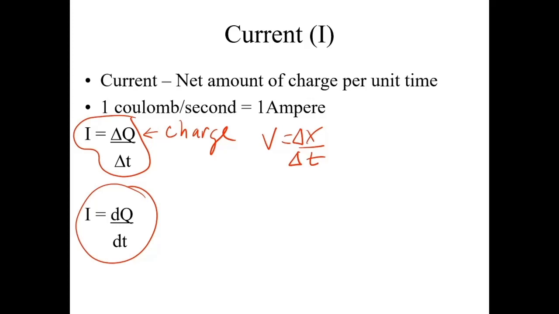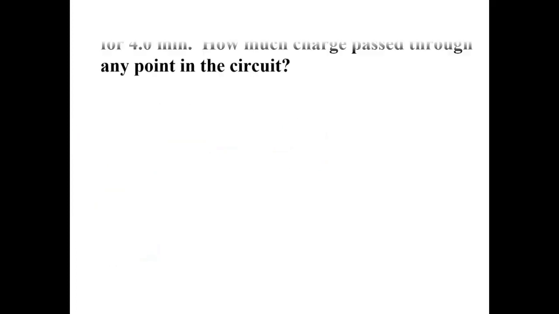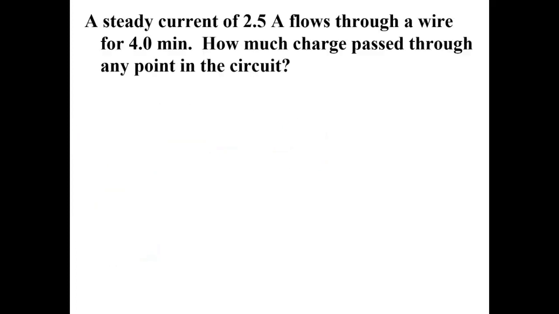So I think we'll do a few problems and we'll wrap the video up. So we have to see how to apply that I equals change in charge over change in time. Remember, the Q is the coulombs, and when we do our problem, we have to do it in seconds. So a steady current of 2.5 amps flows through a wire for 4 minutes. How much charge passed through any point in the circuit?